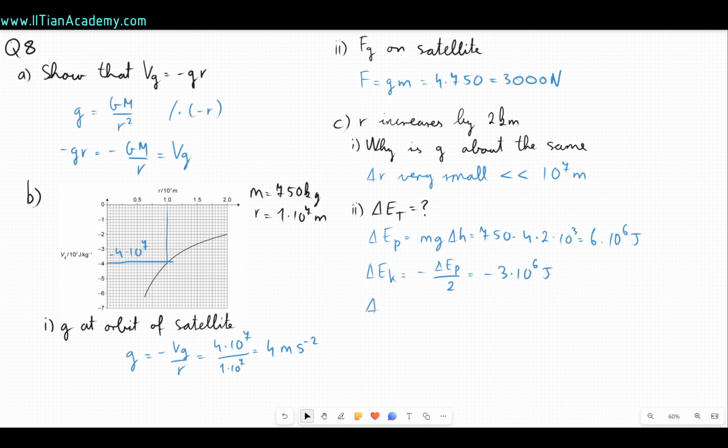So the change in the total energy is the sum of the change in potential and kinetic energies. So 6 minus 3 is going to be 3 times 10 to the 6 joules. And therefore, that is going to be the total change in energy.